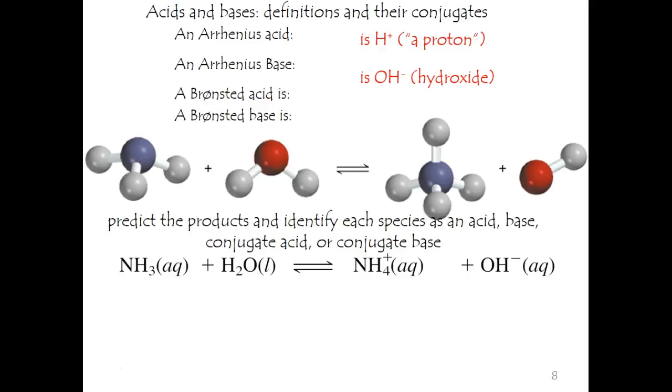A more all-encompassing definition is the Bronsted acids and bases, where we define an acid in the Bronsted sense as something that has donated a proton, right? And we define a Bronsted base as something that has accepted a proton. What is a proton? In case you're wondering, it's H+.